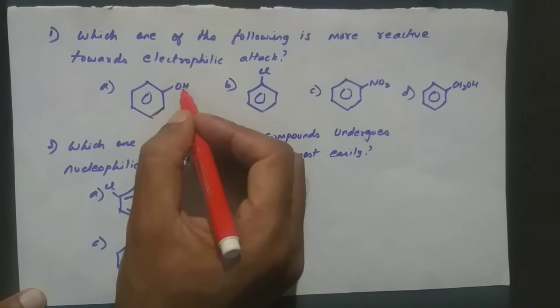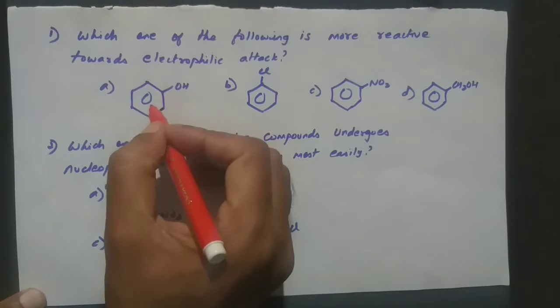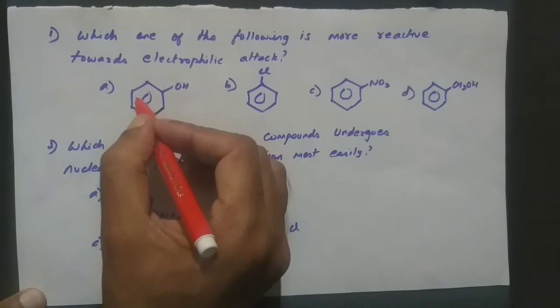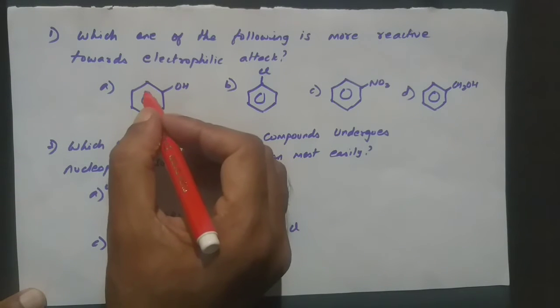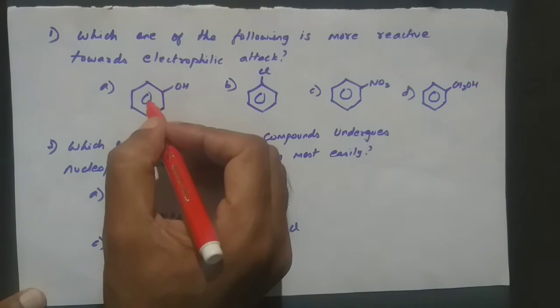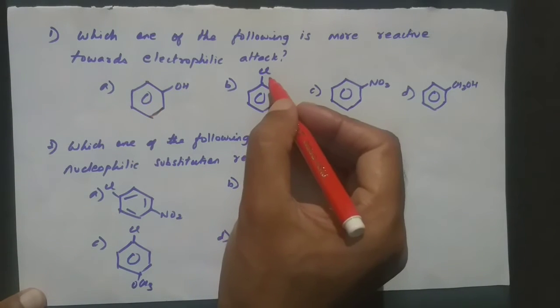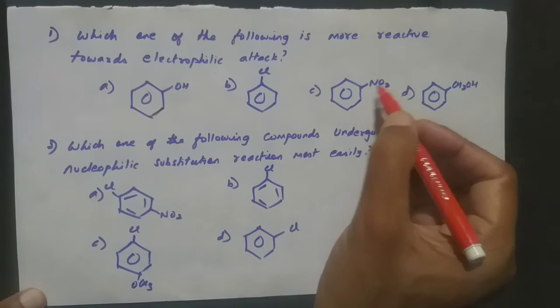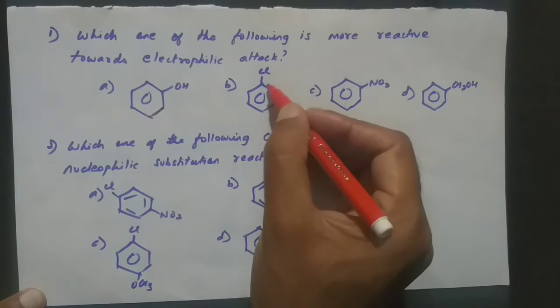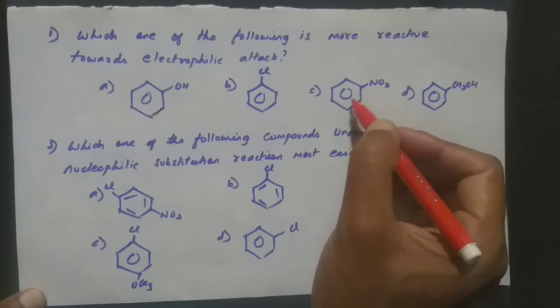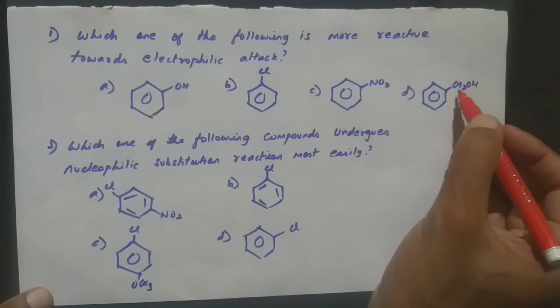So we know that OH is an electron donating group, so the electron density will be more in the case of this OH. Cl is electron withdrawing. NO2 is electron withdrawing, which means it will pull the electrons from the benzene ring. NO2 will also withdraw. And here once again we have the carbon.